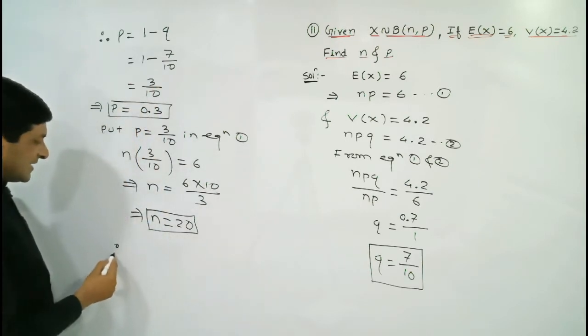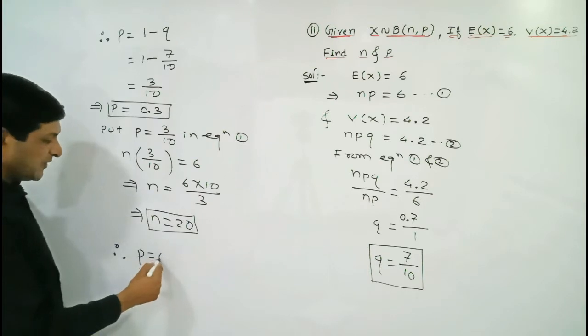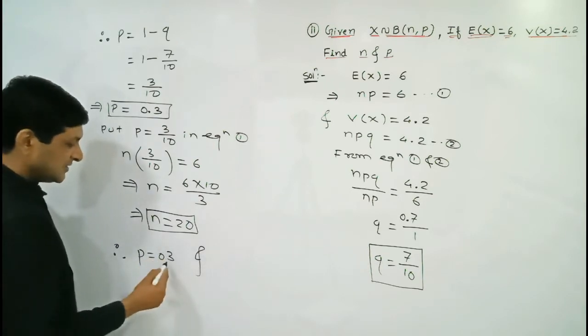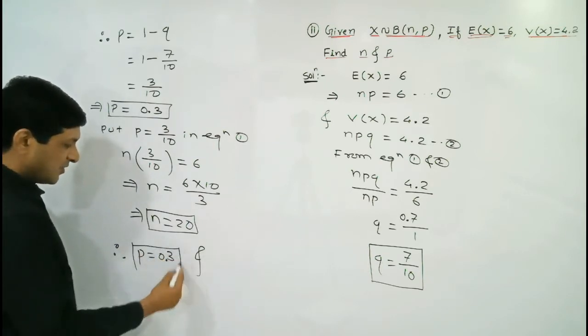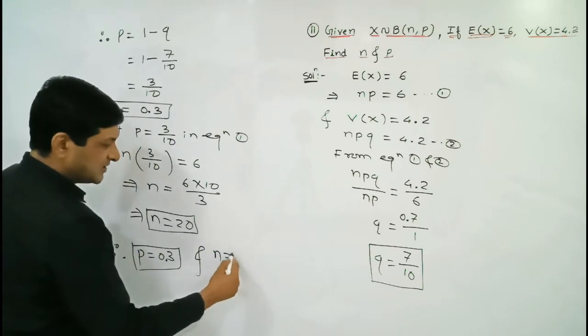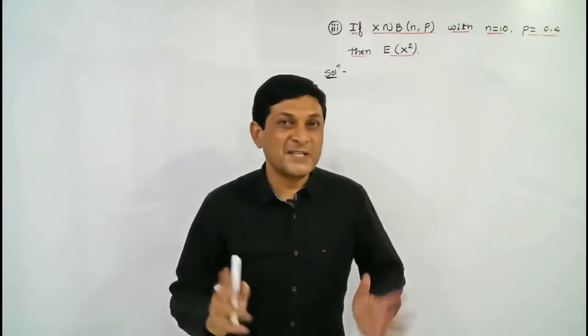So we can say that therefore p is equal to 0.3 and n is equal to, what value of n we have got here? 20. So n is equal to 20. Now see the third example.